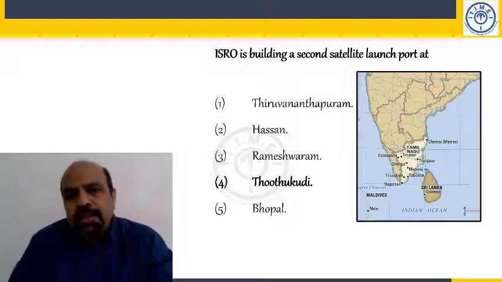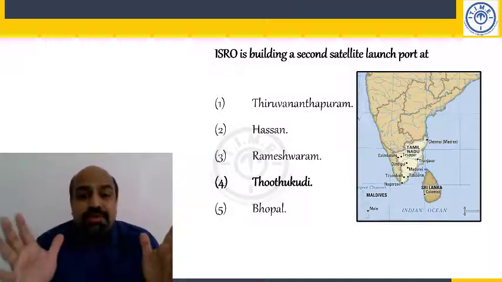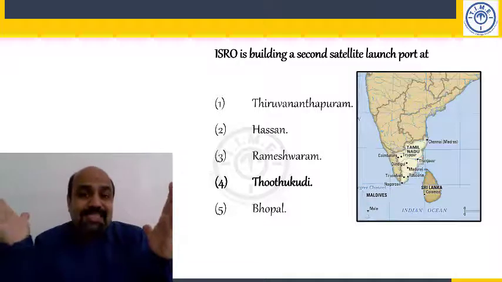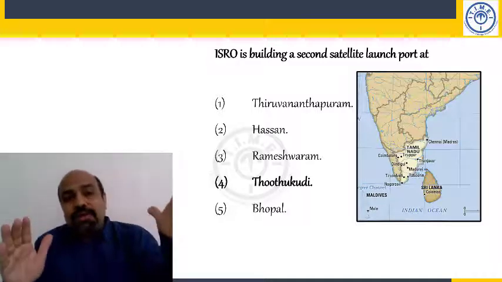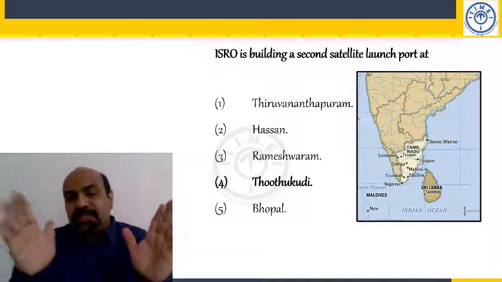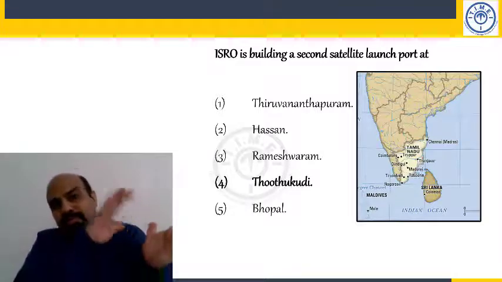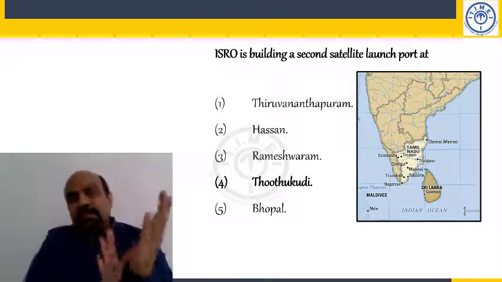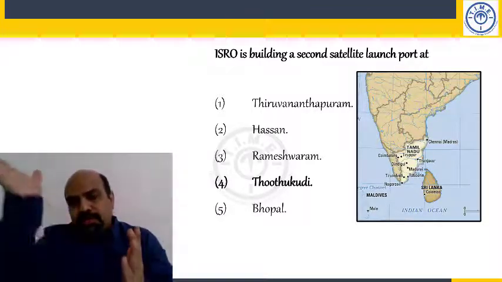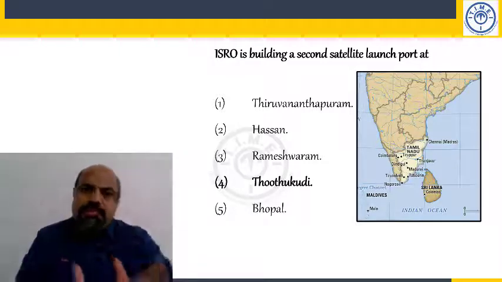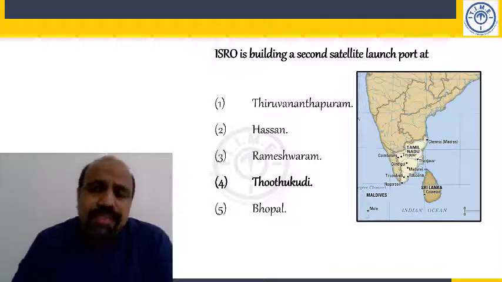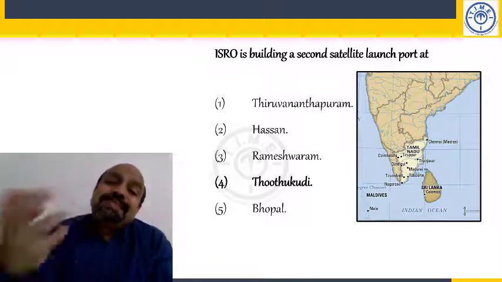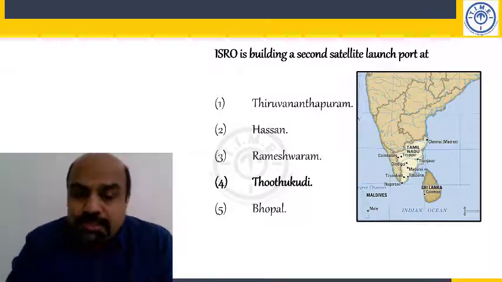How does the Earth rotate? Earth rotates from west to east, doesn't it? So when it rotates like this, the rocket launched towards the east gets a speed boost. It burns less fuel and goes up faster.